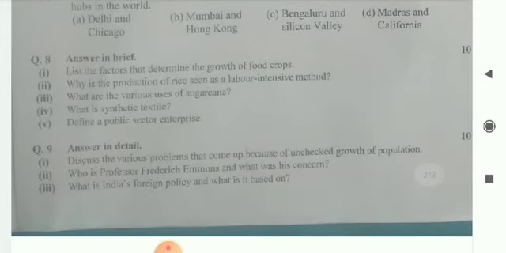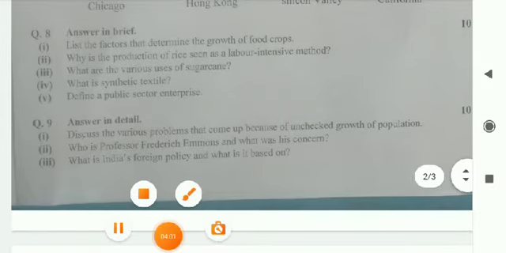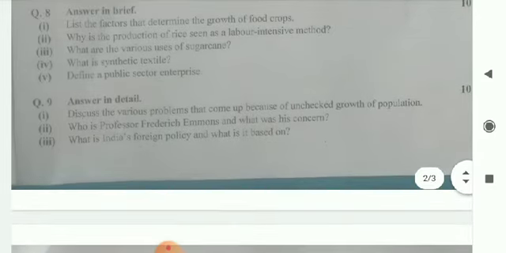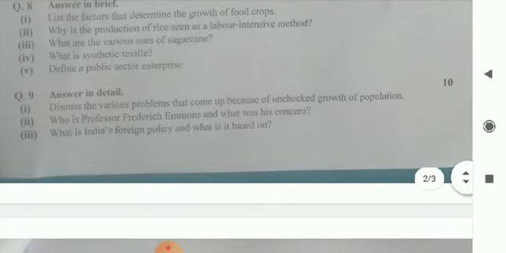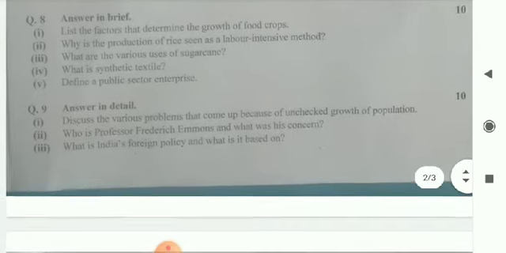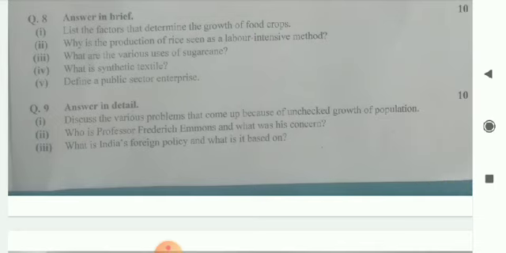Question number 8, answer in brief. Five questions are there in this question. Read carefully, answer carefully. No correction, no mistake should be seen in the answers. Question number 9, answer in detail. Three questions are there, but you have to solve only 2 questions. Mind it, 10 marks are there. Only 2 questions you have to solve.